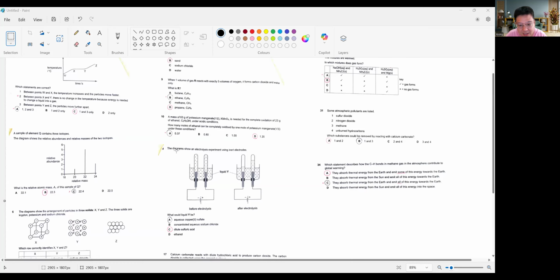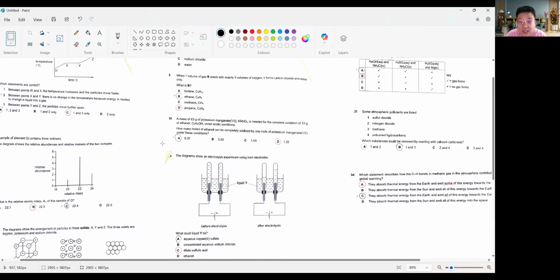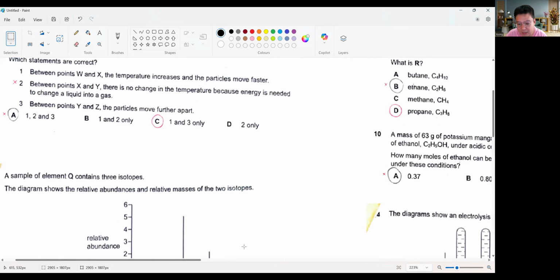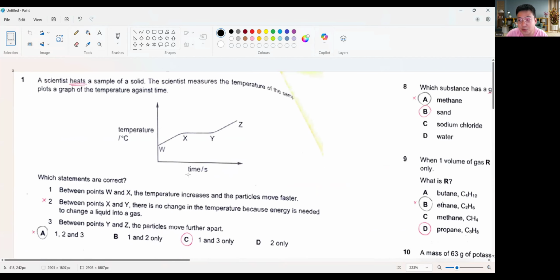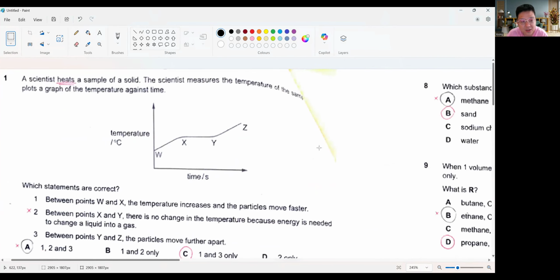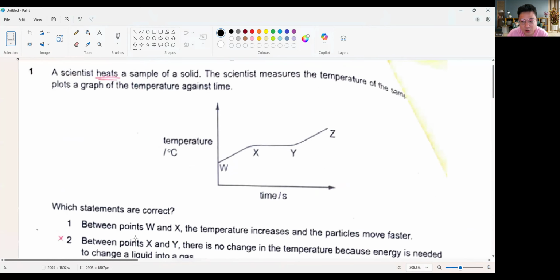Okay, so these are the mistakes that this student has made in their IGCSE exam. Let's look through them one by one, and then I'll go through why and how to do it better the next time. Okay, so let's look at question one. Of course, we start by reading the question.